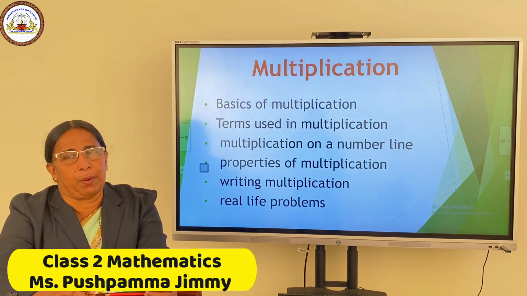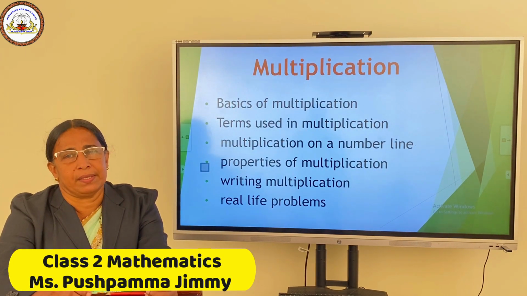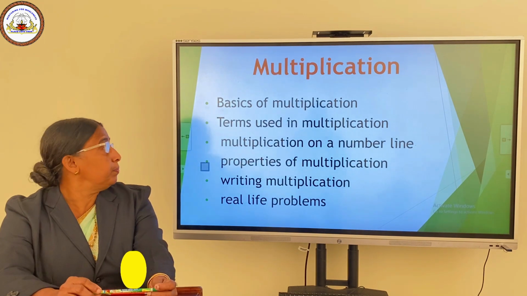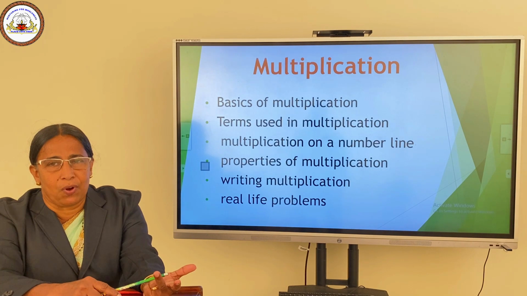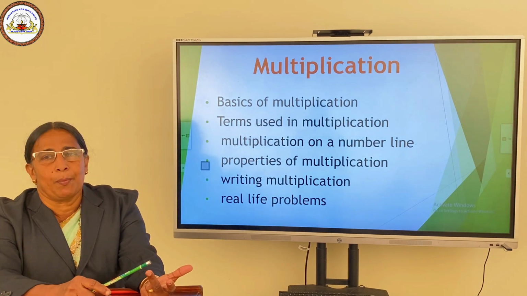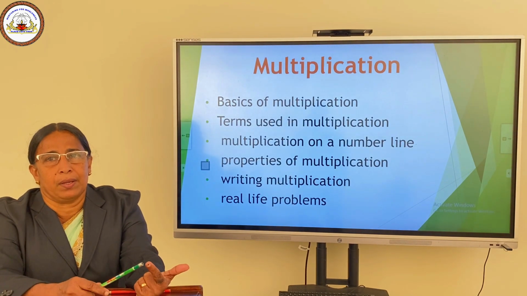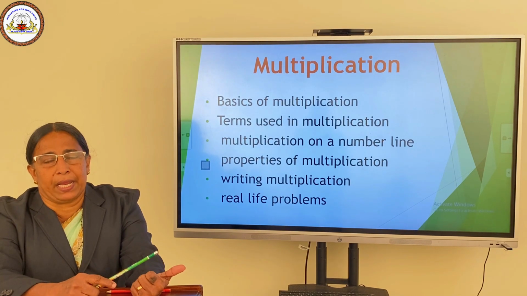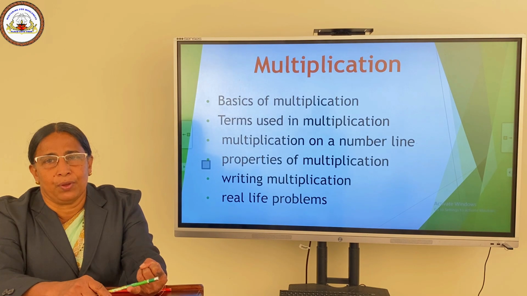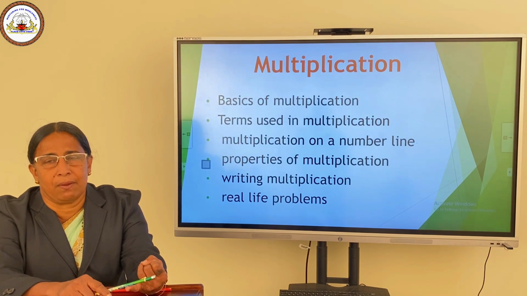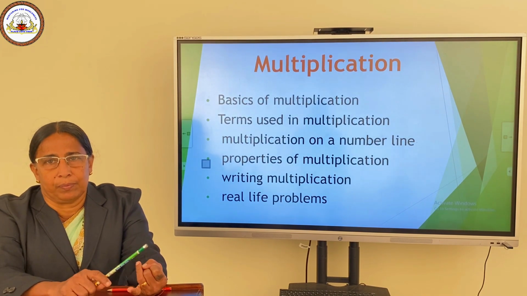Study about a new chapter, multiplication. In this chapter we have to learn about basis of multiplication, terms involved in multiplication, multiplication on a number line, properties of multiplication, writing multiplication and real life problems. Let us see one by one.